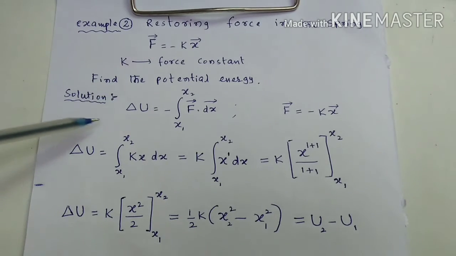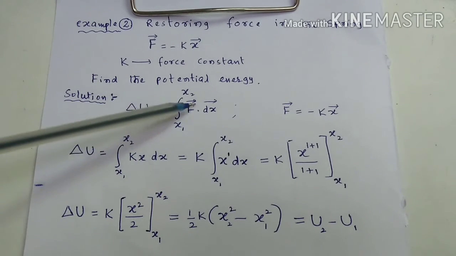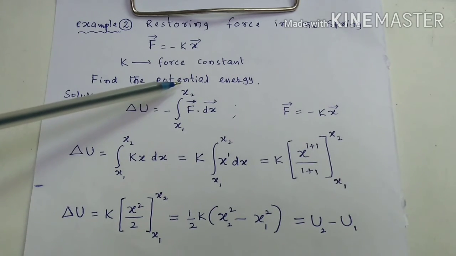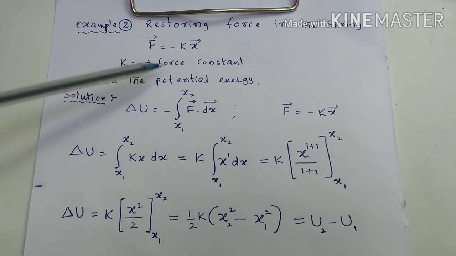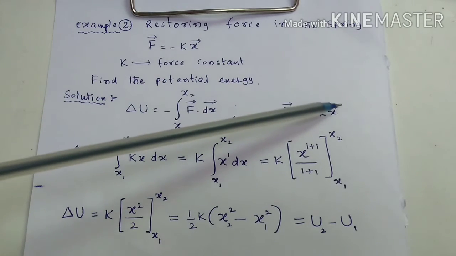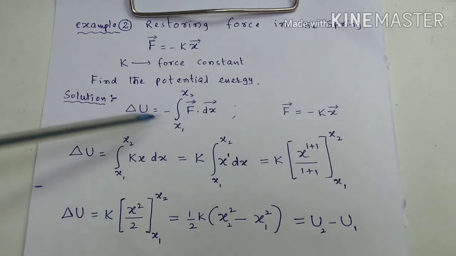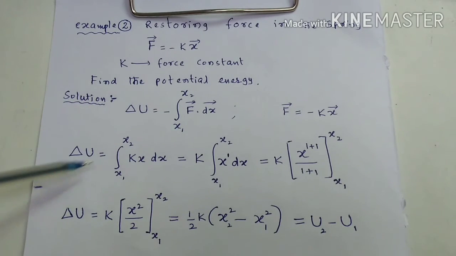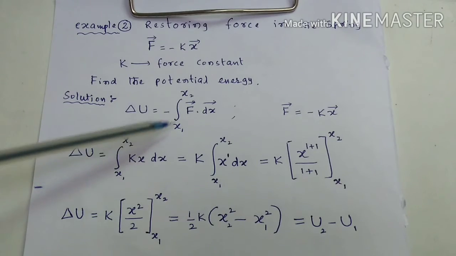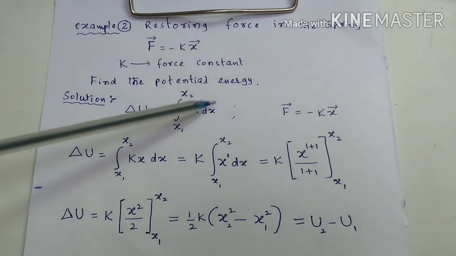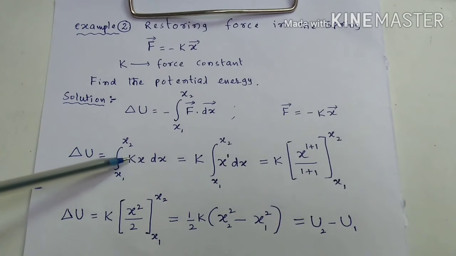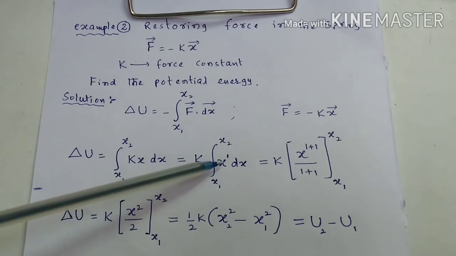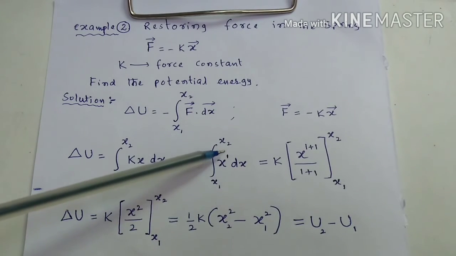Solution is like this. Del U equal to the integration of F dot dx from initial position x1 to final position x2. Now F equal to minus kx, substitute. Here minus into minus is plus. So it will become the integration of kx dx. K is constant, I am taking it out and writing it outside the integration. Integration of x dx, x power 1.